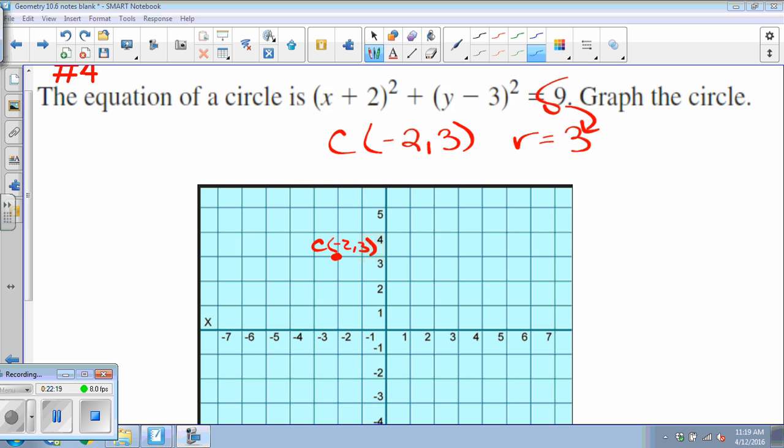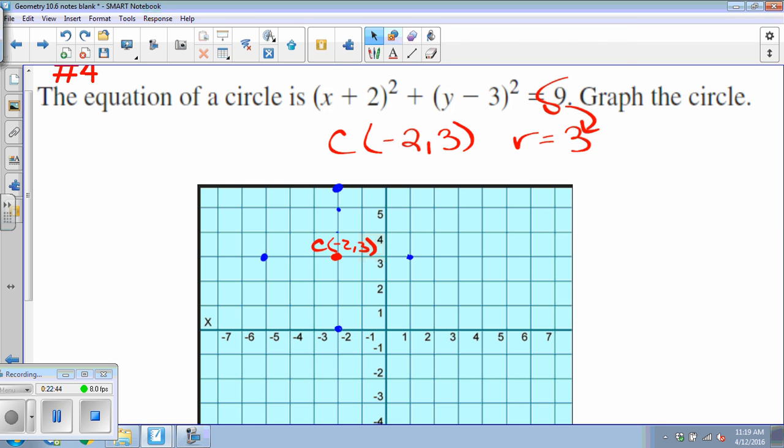Okay, so from the center, we have to go up, down, left, and right 3. So count. 1, 2, 3. Put a little dot. Then to the left. 1, 2, 3. And down. 1, 2, 3. And to the right. 1, 2, 3. Okay? So my circle needs to go through all those points. That is what I know. So you just draw a rough sketch of what the circle looks like.